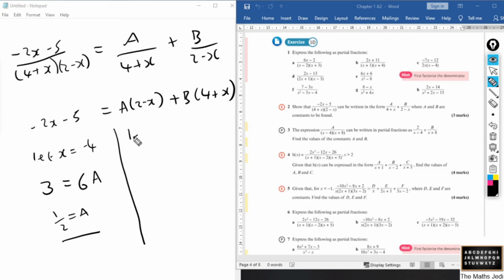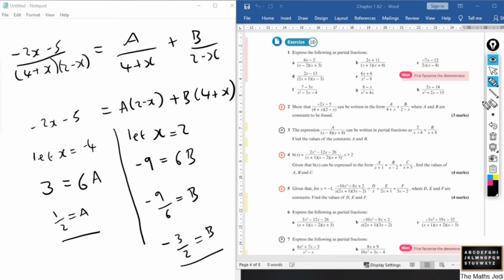On the other side here, let's make a suitable value of x to get rid of this bracket. So x should be 2 here. 2 minus 2 is 0. So we're going to get minus 2 lots of 2 is minus 4. Minus 4 minus 5 is minus 9. This bracket's gone, so this is gone. And then 4 plus 2 is 6, 6b. So minus 9 over 6, of course, we try and simplify it, divide it by 3. So minus 3 over 2 is b.